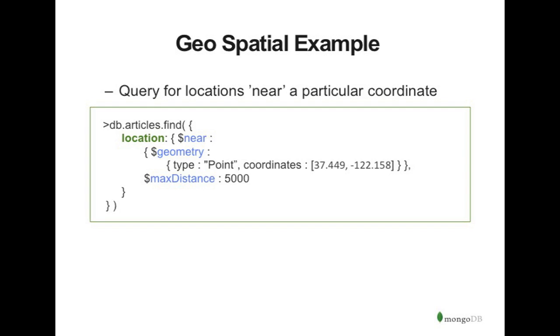The $near operator does a proximity query. In this example, we are looking for points near the coordinates there, and also using the $maxDistance parameter. These are specified in meters. So I'm looking for all the points of interest in a 5,000 meter radius.